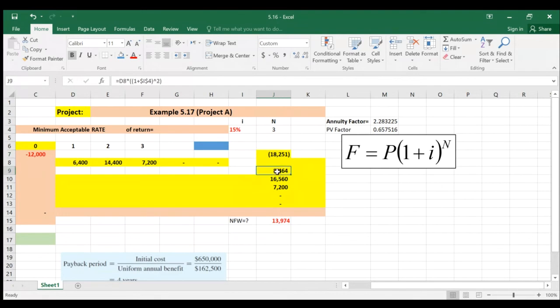This is for n is 2 years. You're using this formula for each one separately. First, for this cash flow, n is 2. For this one, n is 1. For this one, n is 0 because it's the same year in future. So now you add them, and 13,974 is our answer for project number A.